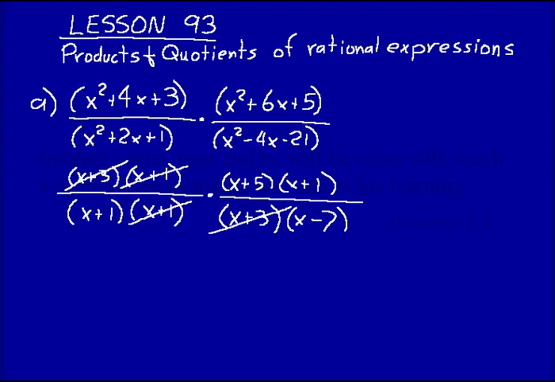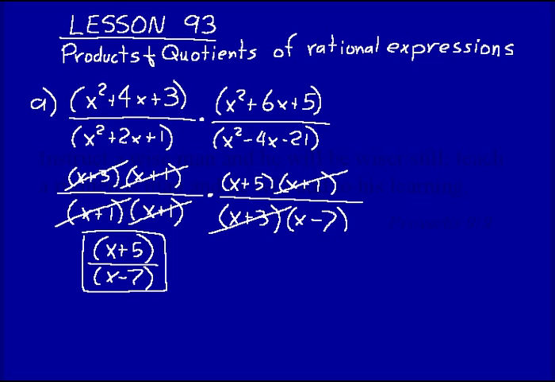Then we go over to the right, we have an x plus 5. It does not cancel with anything, but the x plus 1 can cancel with the other x plus 1 that is left. So we're only left with one binomial in the numerator and one in the denominator. And so our answer ends up being x plus 5 over x minus 7. That is the simplified form of that rational expression.